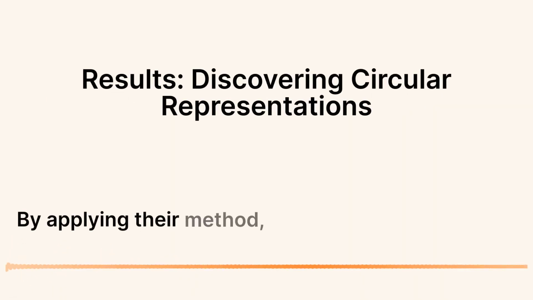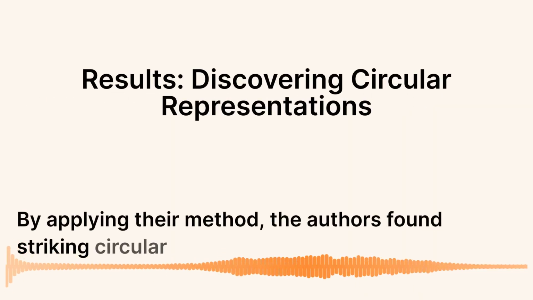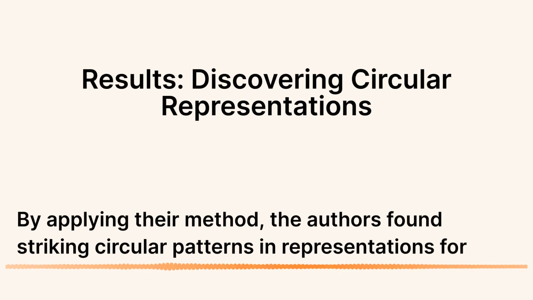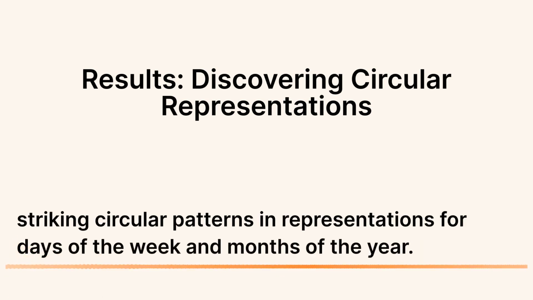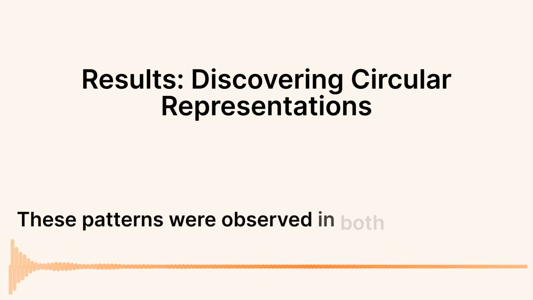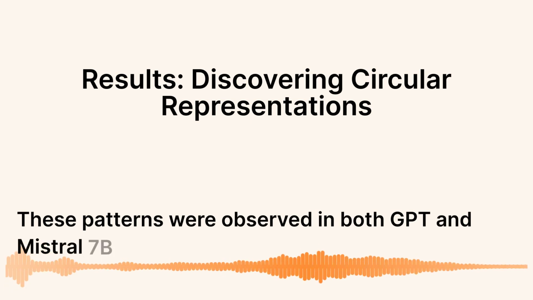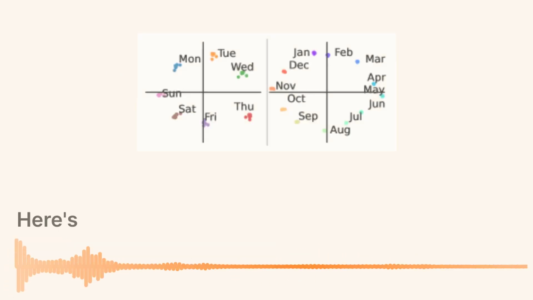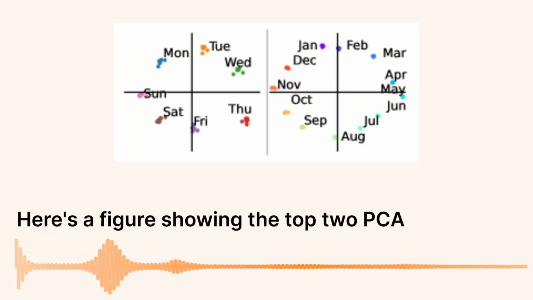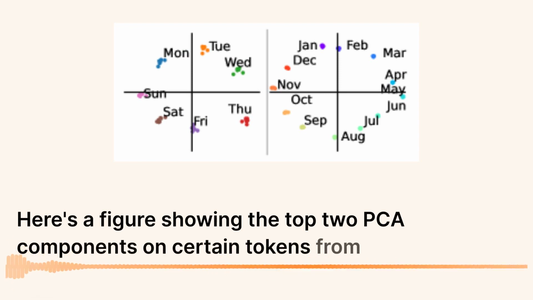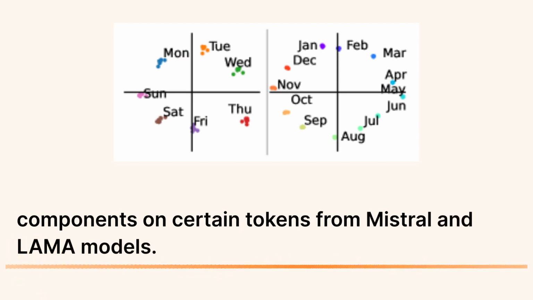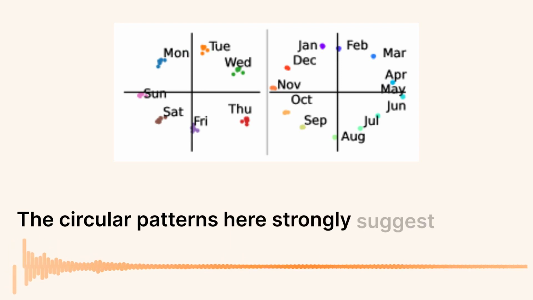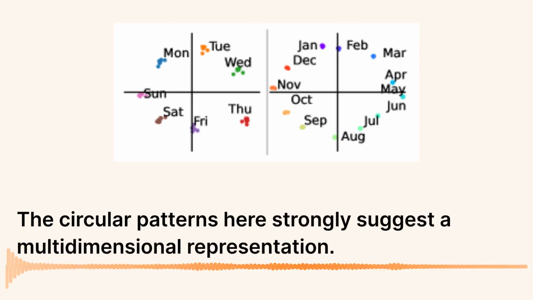By applying their method, the authors found striking circular patterns in representations for days of the week and months of the year. These patterns were observed in both GPT and Mistral 7b models. Here's a figure showing the top two PCA components on certain tokens from Mistral and Llama models. The circular patterns here strongly suggest a multidimensional representation.